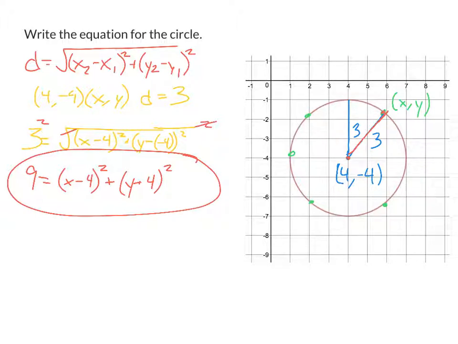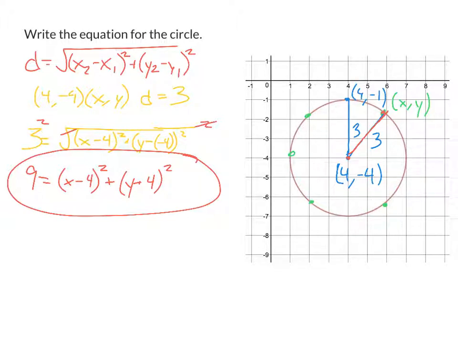If I pick any (x, y) on this circle and plug it in there, if I take (x minus 4) squared plus (y plus 4) squared, we end up with 9. I can prove this to you by picking some points that we know. For instance, we remember that we knew this point right here, negative 1 for the y value and 4 for the x, so (4, -1).